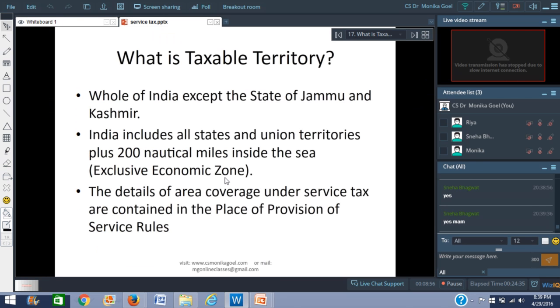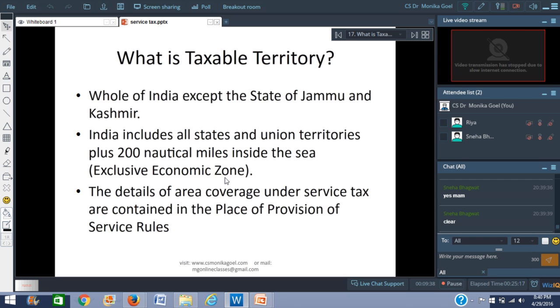Now, what is the taxable territory over here? Taxable territory means the complete territory of India except the state of Jammu and Kashmir. And if you look at the waters of India, it extends to 200 nautical miles inside the sea, which is called the exclusive economic zone. The exclusive economic zone includes not only the bed of the sea, it also includes the air above it and the land below it, right? So it includes the whole of India, 200 nautical miles in the sea, except the state of Jammu and Kashmir.